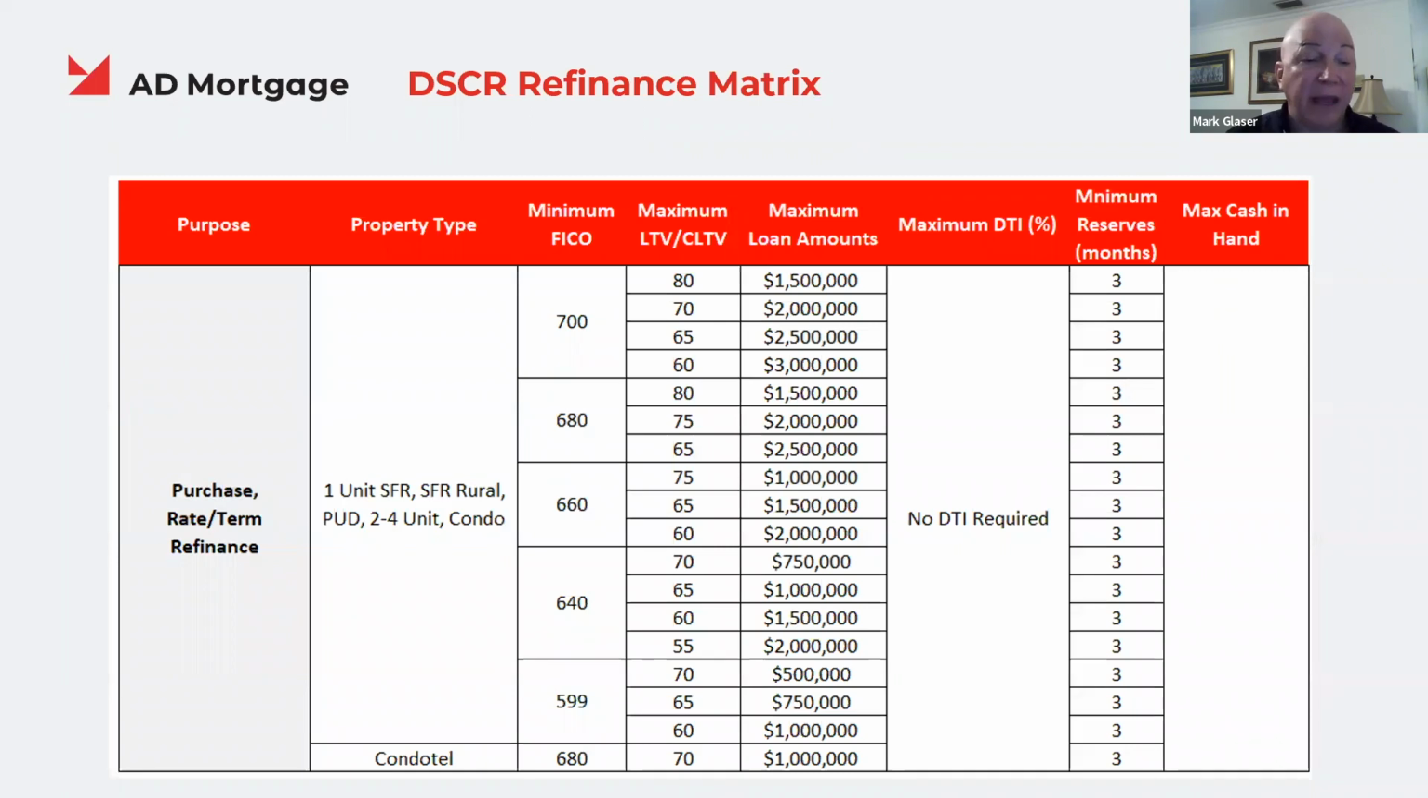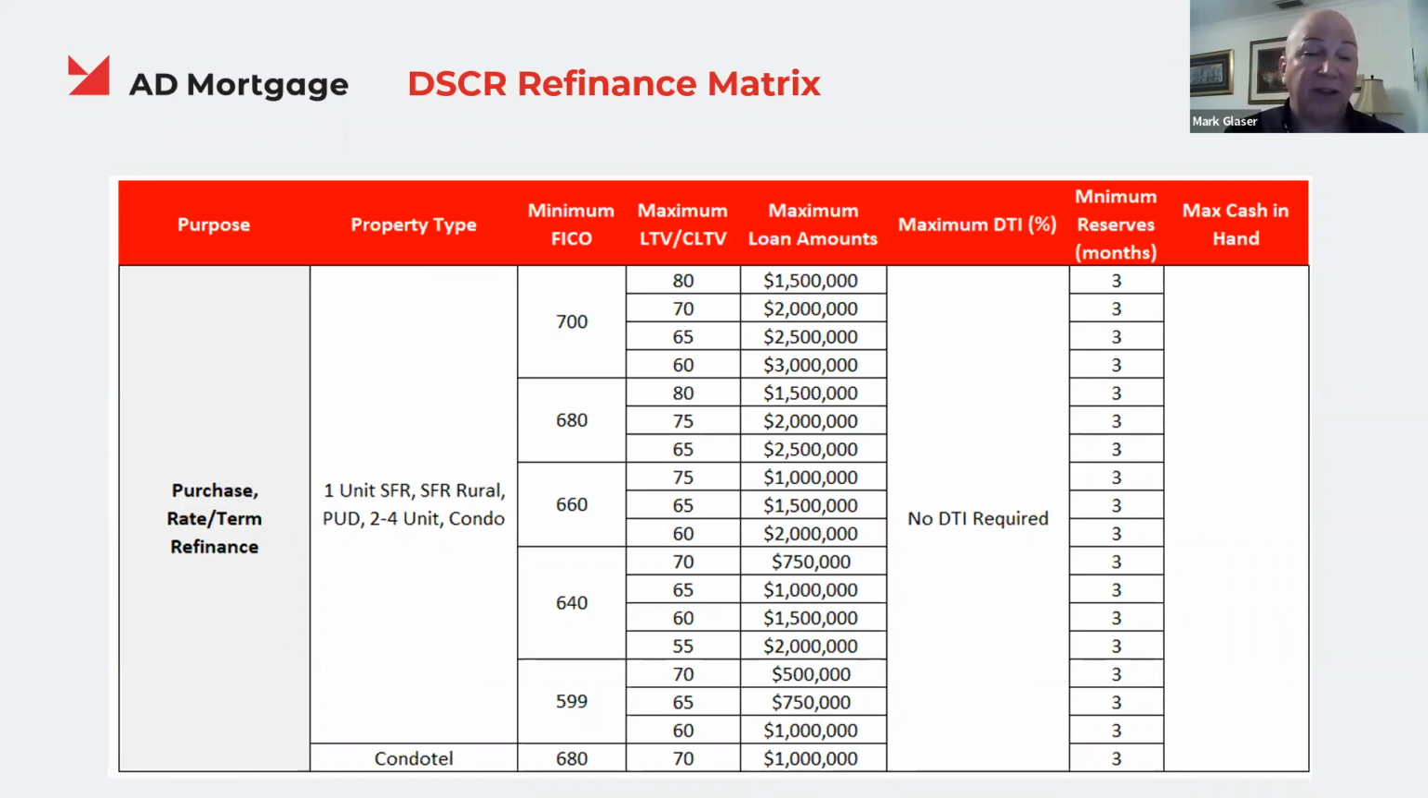So as you see our matrix in front of you, that will tell you that we could do up to 80% to 1.5 million. And then you see the various scores all the way down to 599 with up to 70%. Now understand, when you're at the lower credit scores, you need to see if there were any credit events, bankruptcies, foreclosures, short sales, to determine whether or not we can maintain this matrix or an exception is needed.